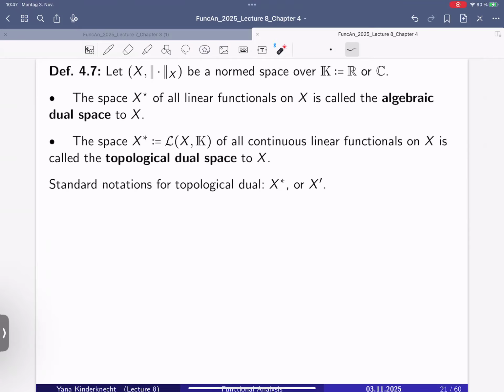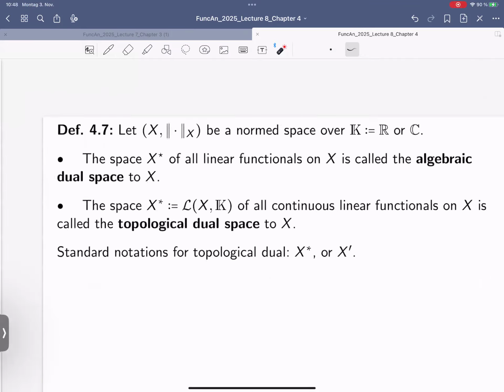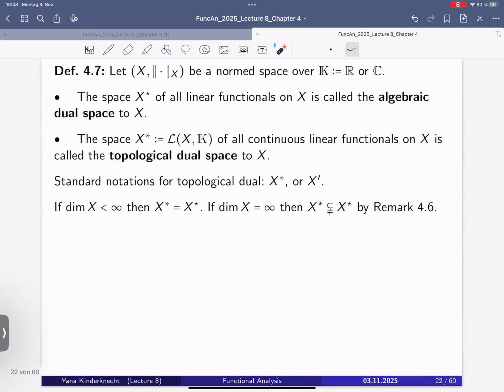And this is the object of our investigation. The algebraic dual is just for information. I don't think we will really use it. That's why it is also X star, but a slightly different star. As I have already said, if X has finite dimension, then both stars are the same, so X star is the same for algebraic and topological dual. If the dimension of X is infinite, then the topological dual is of course a subset of the algebraic dual, but is strictly smaller.